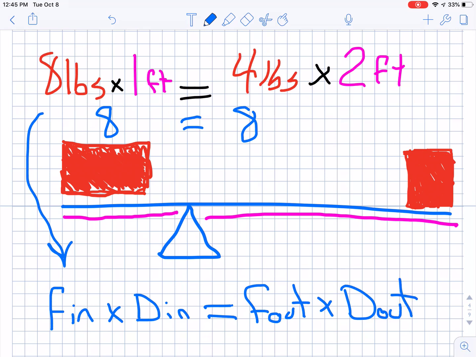Whenever you see a question that says, using static equilibrium equations, solve for whatever, this is a great equation to use. Oftentimes, you're given 3 of these 1, 2, 3, 4 things, and you just have to solve for that 4th one. So static equilibrium: Fin times Din equals Fout times Dout.